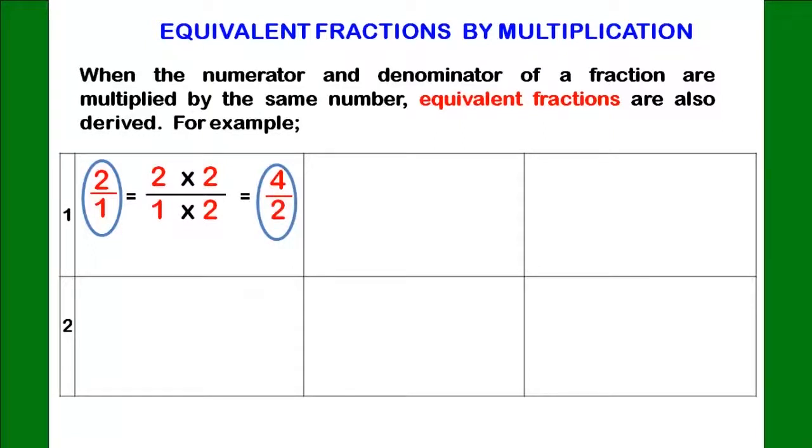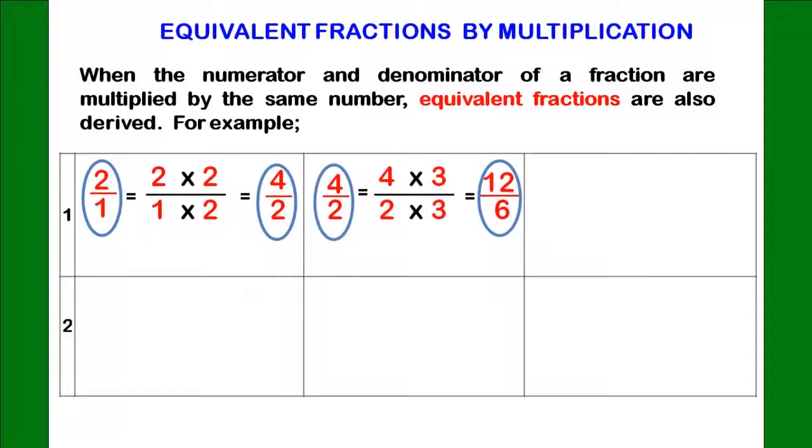Example 2. We can still derive another equivalent fraction from 4 over 2. Therefore, if we multiply the numerator and denominator by the same number, for example, 3, this will give us 4 multiplied by 3, which is equal to 12, and 2 multiplied by 3, which is equal to 6. Therefore, 4 over 2 is equivalent to 12 over 6. Example 3. We can still derive another equivalent fraction from 12 over 6. If we multiply the numerator and denominator by the same number, for example, 2, this will give us 12 multiplied by 2, which is equal to 24, and 6 multiplied by 2, which is equal to 12. Therefore, 12 over 6 is equivalent to 24 over 12.